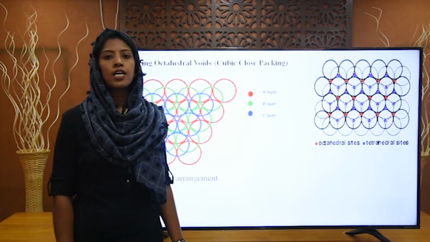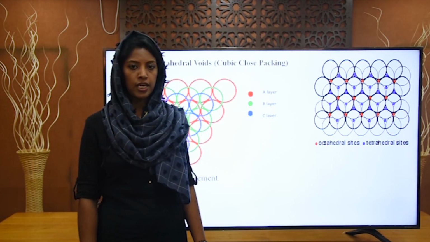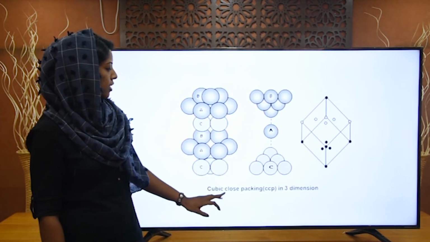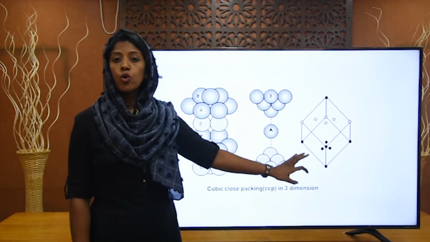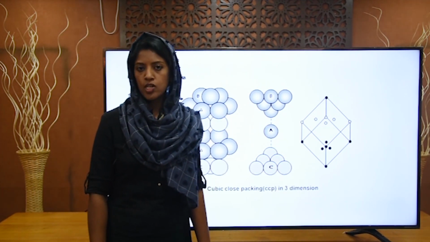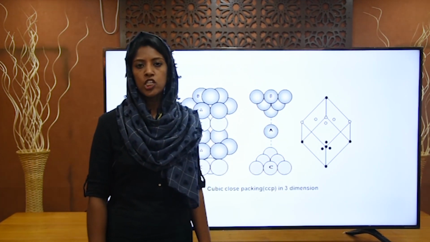Another name for this arrangement is cubic close packing. Now, we can see the three-dimensional cubic close packing structure. It is also known as the face-centered cubic structure. Here also the coordination number is 12.